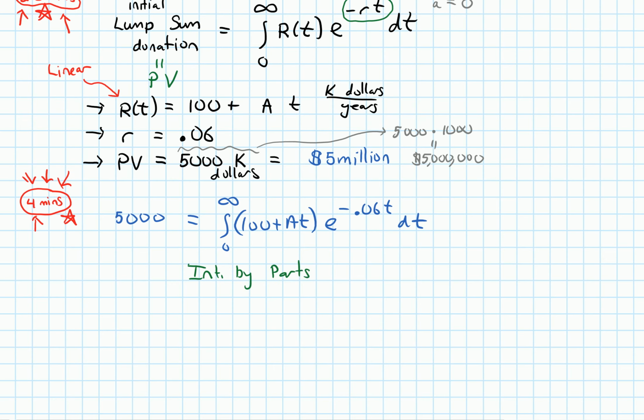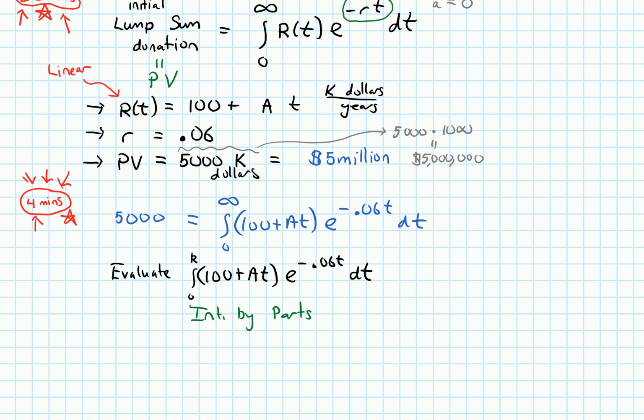Actually, I'm getting ahead of myself a little bit. Something I should do first because it's an improper integral: what I need to do is replace the thing that makes it improper with a variable. That's the infinity. So let's evaluate first the integral from 0 to, let's replace that infinity with a lowercase k. I'm going to pick a different variable because I already have a t in the problem. That's why I'm picking something like k. So 100 plus A times t times e to the negative 0.06 t dt.